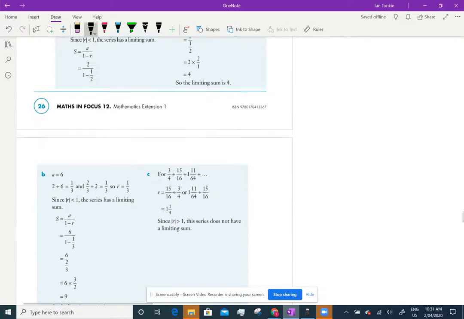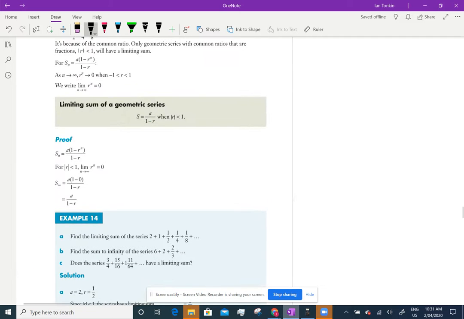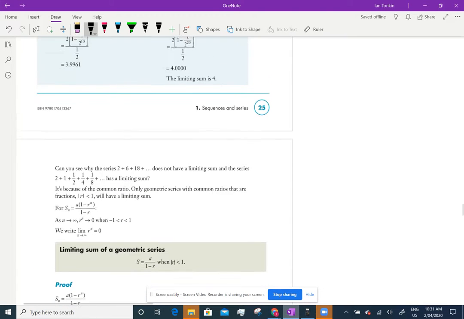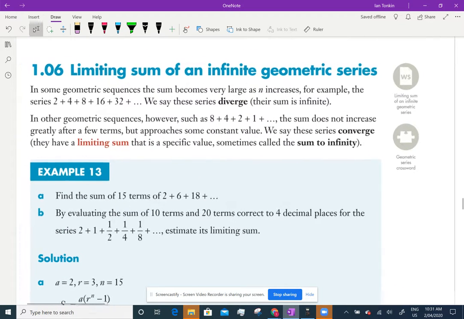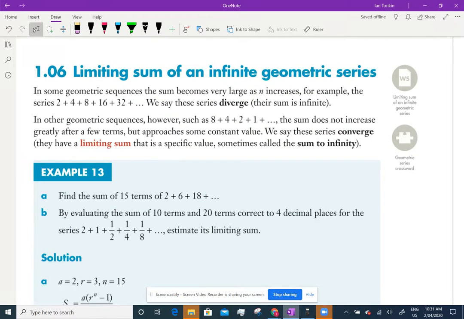Infinite series, or the infinite sum, the limit of a geometric series. So let's see what they say about this in the textbook. Now, there are two types of series. There's divergent and convergent. So in some geometric series, you can see here, they diverge.